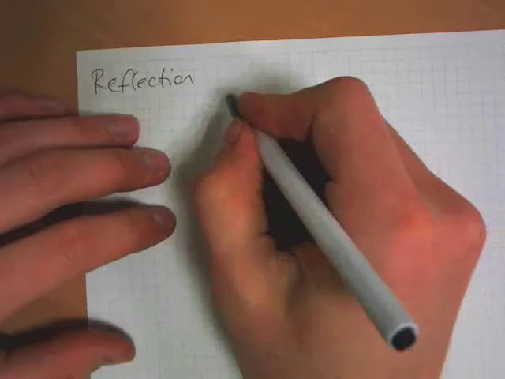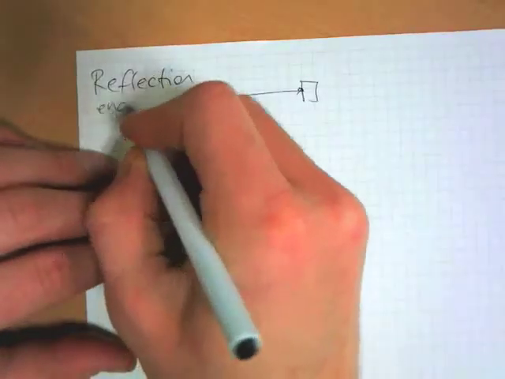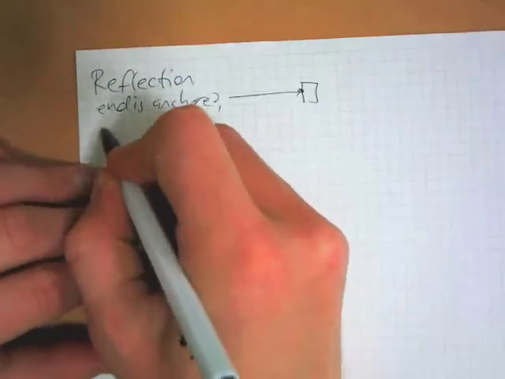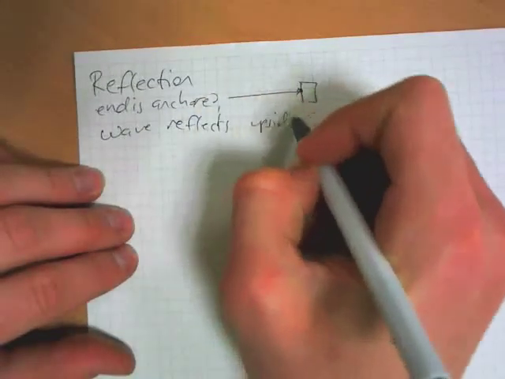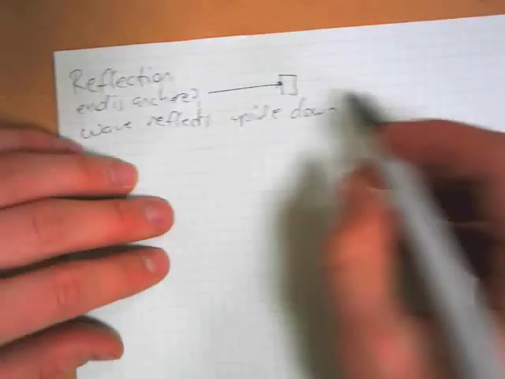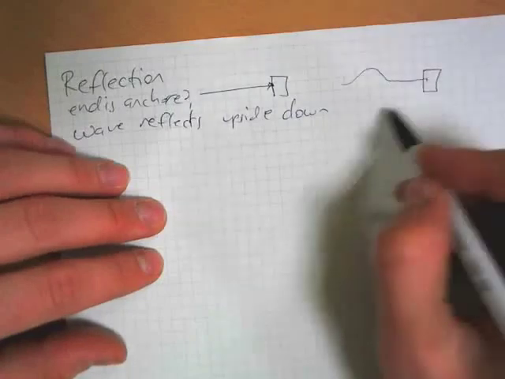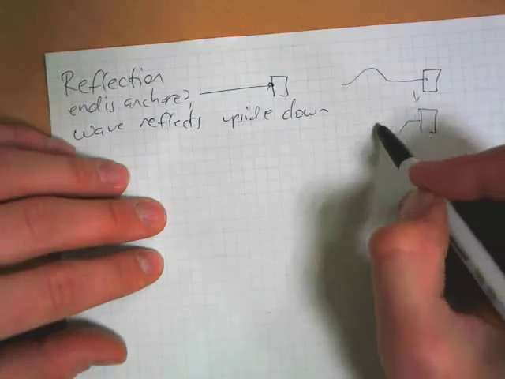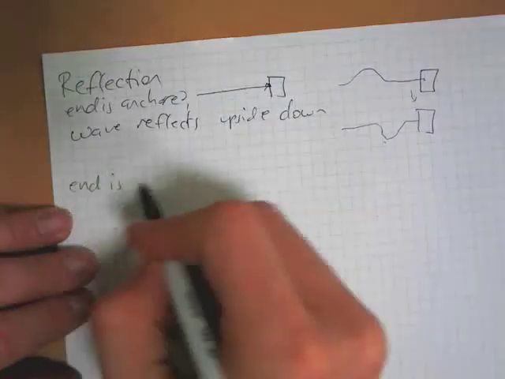But for reflections, if the end of the string is anchored, like say it's tied on right here, if the end is anchored, then the wave reflects upside down. Meaning, I send a pulse down, then when it bounces back, it will reflect to the other side.